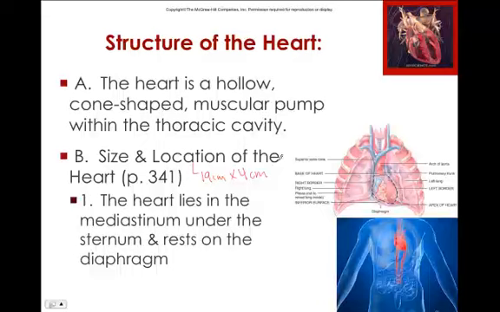than your fist. The heart lies in what's called the mediastinum. It's right under the sternum, and it rests on top of the diaphragm, which would be, again, this big muscle down here. So yeah, again, I don't expect you to know the size. I do want you to know the location, that the heart lies in what's called the mediastinum.